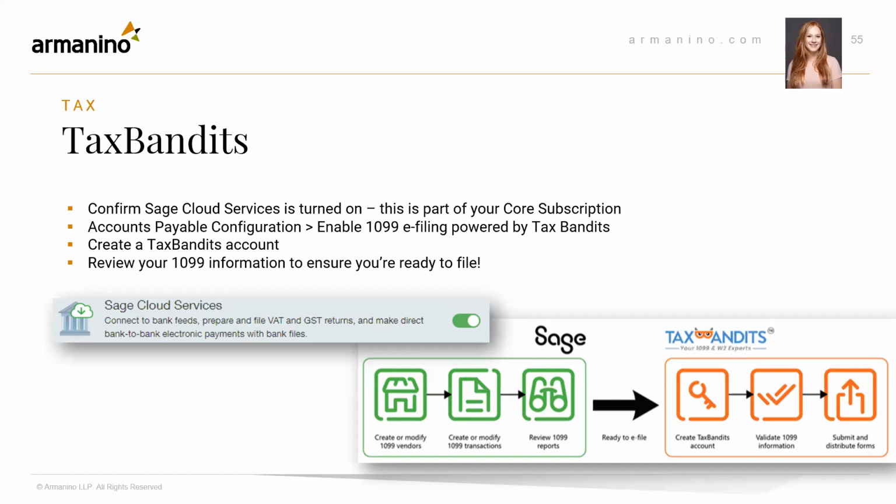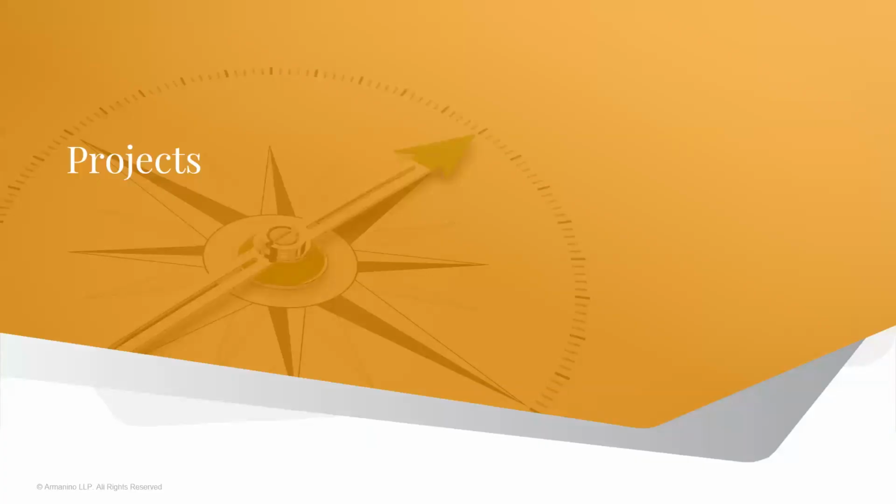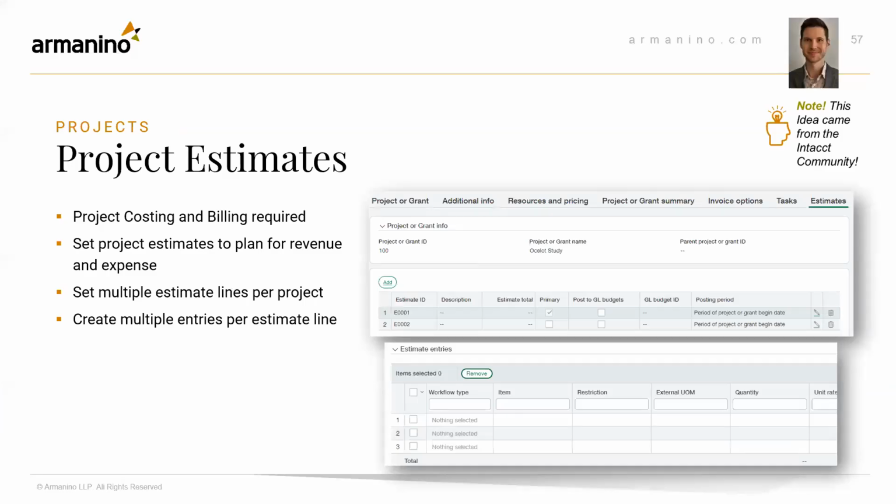And if we want to go to the next slide, we'll be covering projects. Thanks, Jessica. So in projects, they have now announced and released the project estimates tab. So what this does is it allows you to set estimates to plan for your revenue and expenses, and you can set multiple expense lines per project and create multiple entries per estimate line.